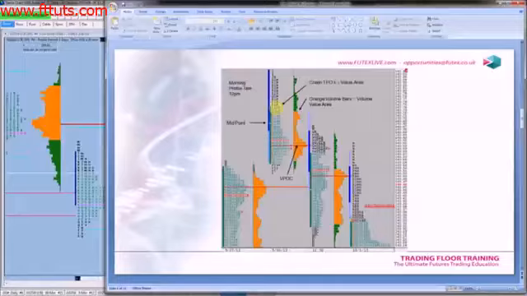Now, the green area that you were asking about earlier, this signifies that 70% of the time that the market has spent has been in this area. So the green highlighted area represents where the market has spent 70% of its time.